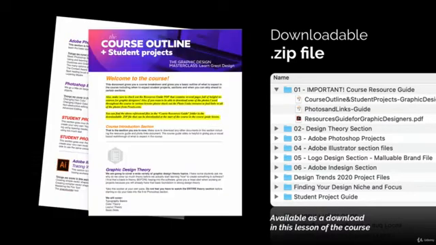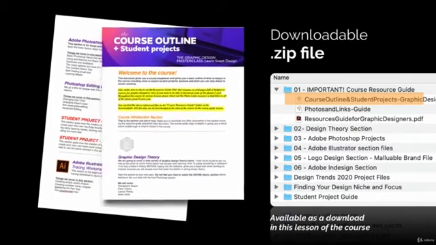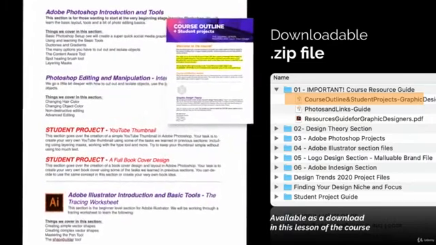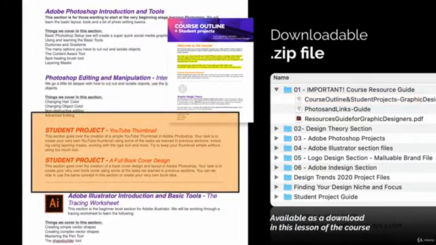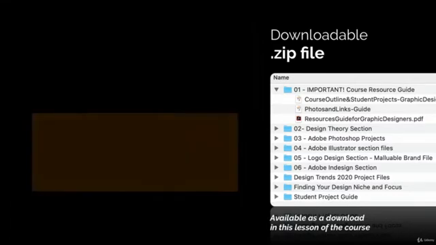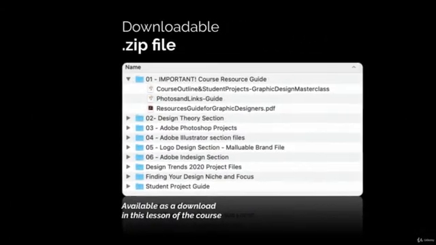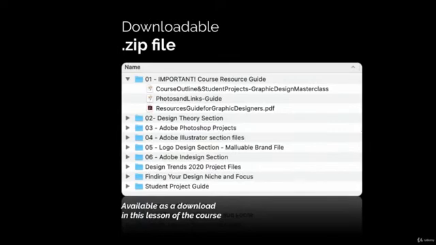There's another file in this folder called the Course Outline and Students Project document. This will act as a course syllabus and outlines the projects and sections throughout the course. There are also student project opportunities throughout the course as optional projects to practice what you've been learning. These 3 files and the resources needed throughout the course can be found in one downloadable zip file in the course guide lesson of this course.